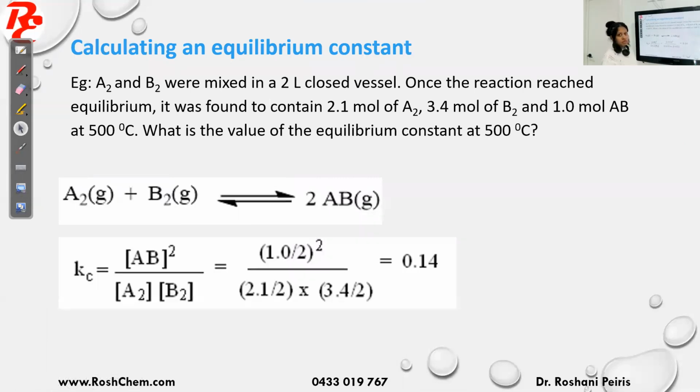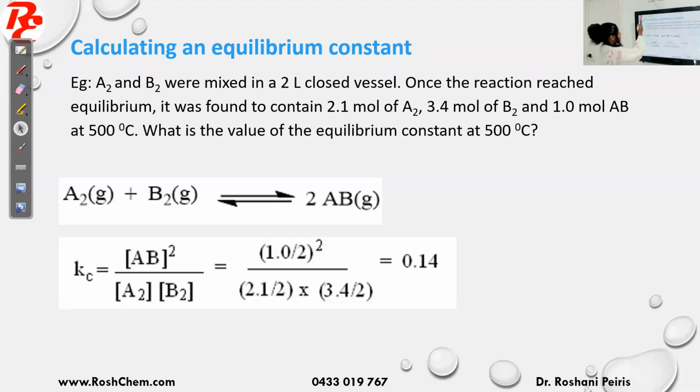Now we will see some calculations involving the equilibrium constant. Look at the first question here. A2 and B2 were mixed in a 2-liter closed vessel. Once the reaction reached equilibrium, it was found to contain 2.1 moles of A2, 3.4 moles of B2, and 1 mole of AB at 500 degrees Celsius. What is the value of the equilibrium constant at the same temperature? Why is the temperature mentioned here? Because the equilibrium constant varies with temperature.